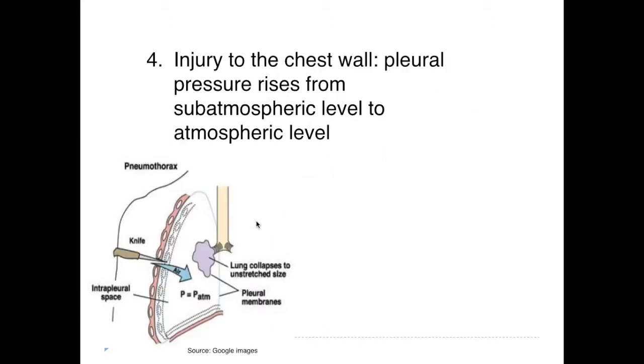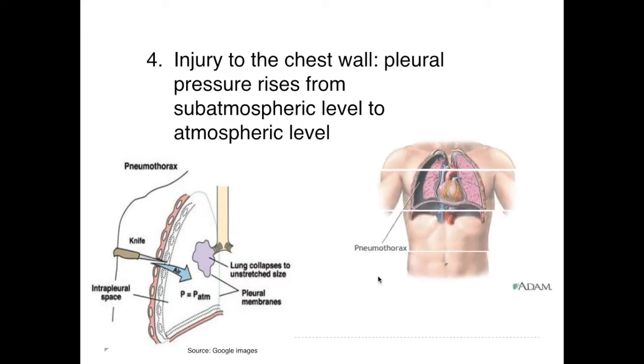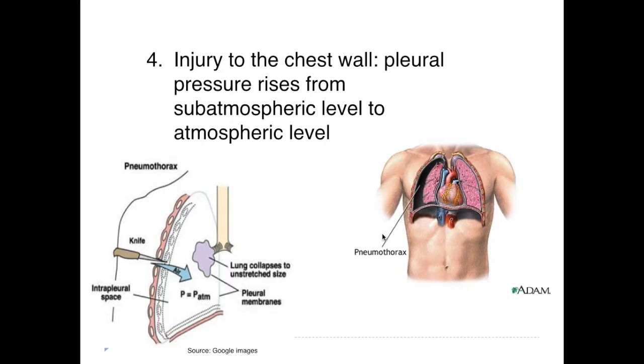Next is injury to the chest wall. When there is injury to the chest wall, it causes exposure of the pleural cavity to the exterior, and because of that air enters the pleural cavity. The condition is known as pneumothorax, and in this condition there is increase in the intrapleural pressure. It rises from subatmospheric level to the atmospheric level.